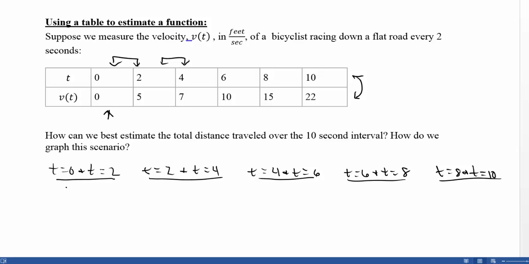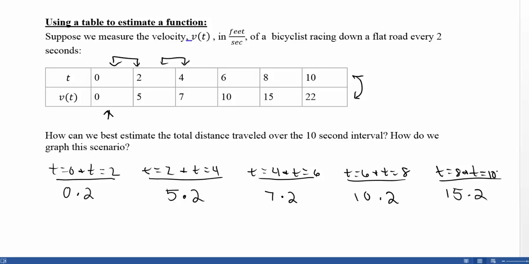So now when I do rate times time, I'm going to do 0 times 2. And again, that's 0 feet per second times 2 seconds. From time equals 2 to time equals 4, again, I'm going to pick the rate on the left. So rate times time is 5 times 2. Time equals 4 to time equals 6, I'm going to pick the rate on the left. Time equals 6 to time equals 8, again, pick the rate on the left. And time equals 8 to time equals 10, again, pick the rate on the left. So again, what I'm doing is assuming that the rate is constant for each 2-second interval so that I can use the formula rate times time.